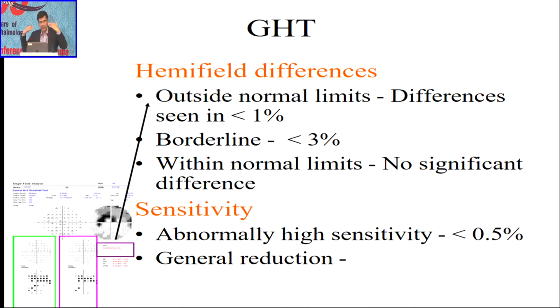So it's always going to compare what is there in the inferior, or what is not there in the inferior, vis-a-vis what is there in the superior. So that is why GHT comes up, and GHT is outside normal limits, likely to be glaucomatous. If it's within normal limits, unlikely to be glaucomatous, right?